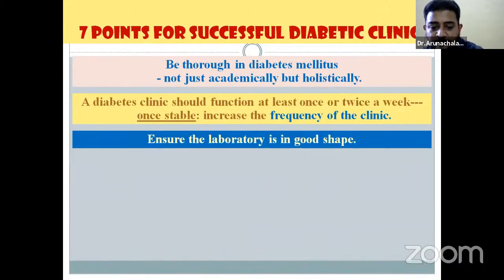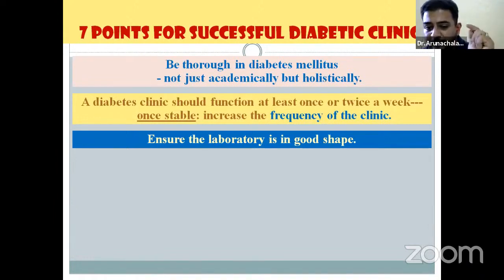Next is, ensure that laboratory is in good shape. You need to invest at least 80,000 to 1 lakh on laboratories. One processor can do most of the basic diabetic analysis. Okay, so it comes around 80,000 to 1 lakh. So that processor you can buy. Maybe a good company like a Siemens or a Bayer company you can buy.